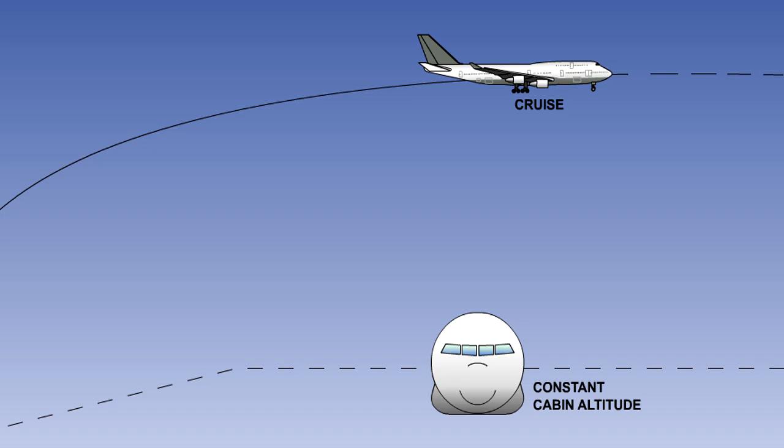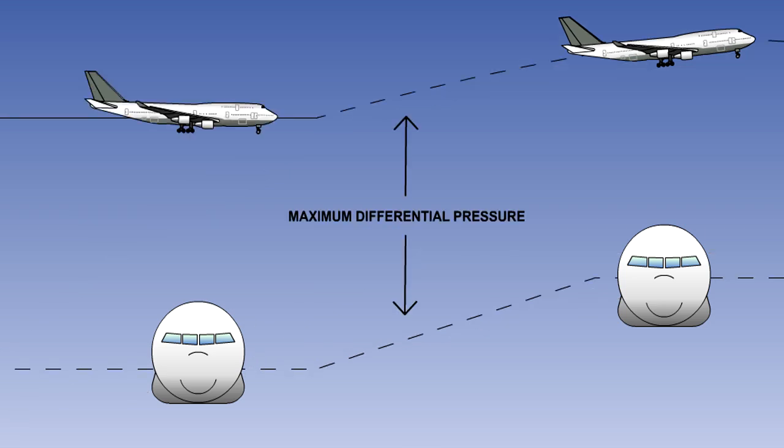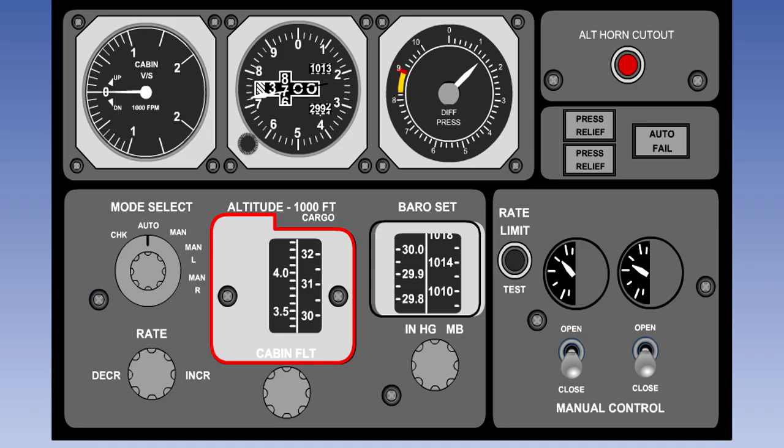The controller has three functions. It will control the cabin altitude, it will control the cabin altitude rate of change, and it will limit the maximum differential pressure. Old generation controllers have controls for selecting the required cabin altitude and cabin altitude rate of change. They send signals to the electric motor-driven outflow valves.